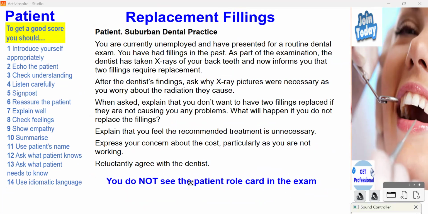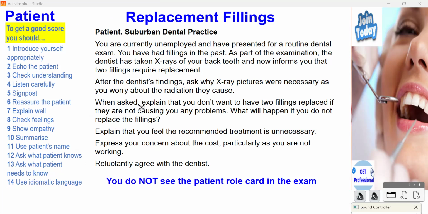You do not see the patient roll card in the exam. Patient. Suburban dental practice. You are currently unemployed and have presented for a routine dental exam. You have had fillings in the past. As part of the examination, the dentist has taken X-rays of your back teeth and now informs you that 2 fillings require replacement. After the dentist's findings, ask why X-ray pictures were necessary as you worry about the radiation they cause.